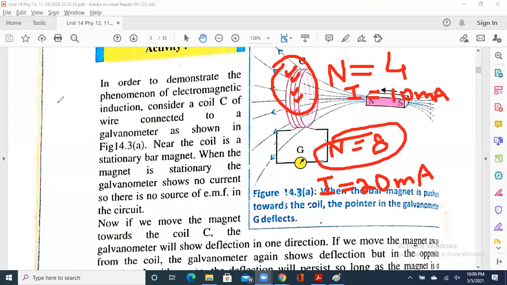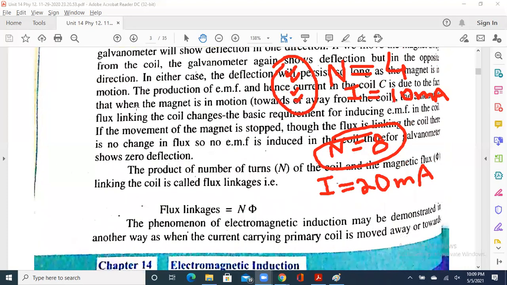So you can say that the amount of current, or you may say the EMF, produced in this situation is directly related to the number of turns of the coil. If you want to produce more EMF or more current, then you have to increase the number of turns of the coil. And if you want to decrease the current or decrease the EMF, then you have to decrease the number of turns. So these two quantities are directly proportional to each other.